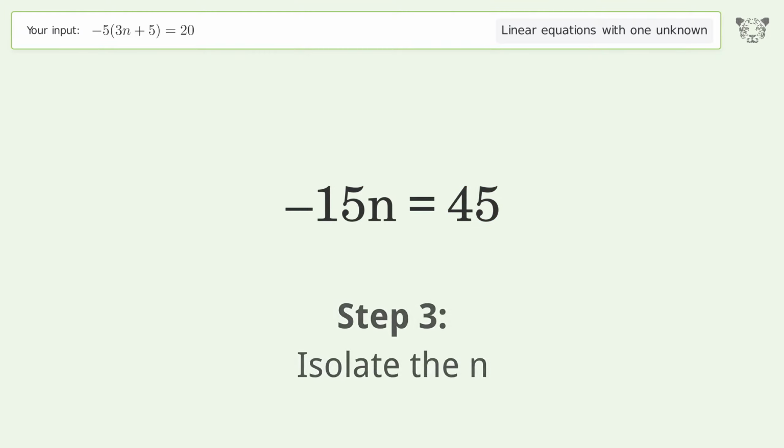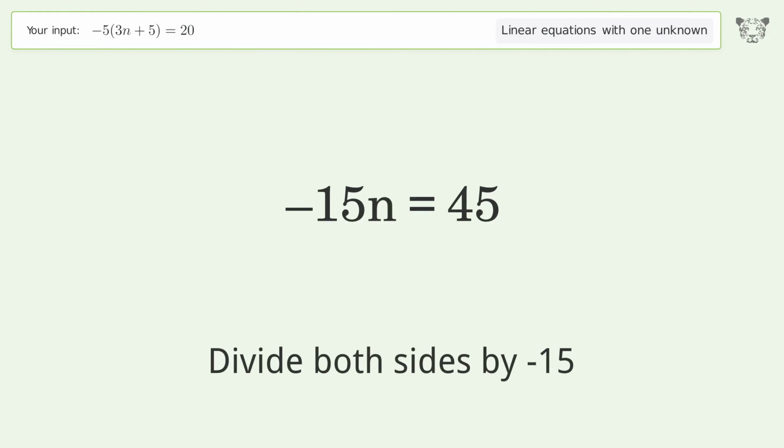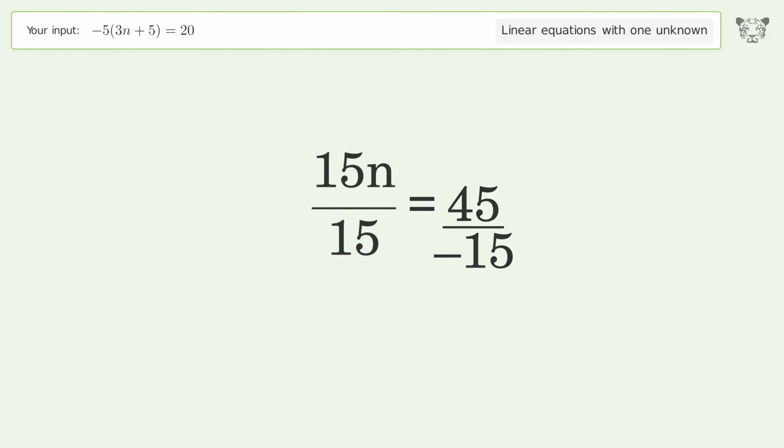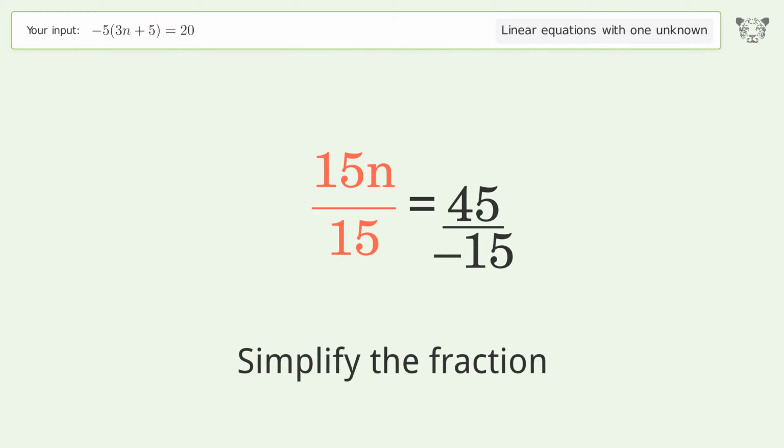Isolate the n. Divide both sides by -15. Cancel out the negatives. Simplify the fraction.